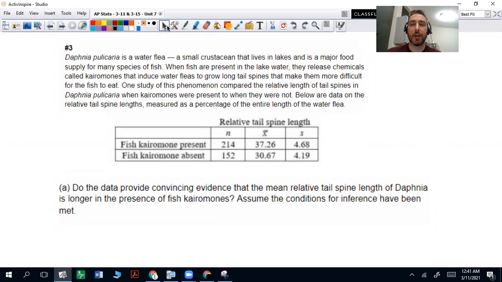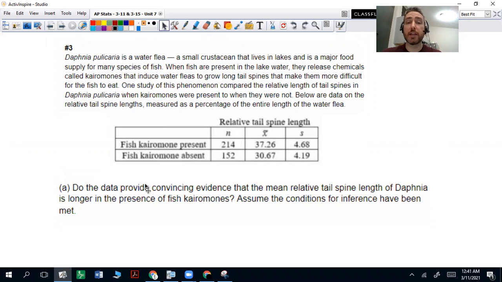One study on this phenomenon compared the relative length of tail spines in Daphnia pulicaria when pheromones were present to when they were not. Below are data on the relative tail spine lengths measured as a percentage of the entire length of the water flea. And here's your data here. Sample size, 214, 152, large enough sample size, we're good. Sample means for the pheromone present versus non-pheromone present, and the standard deviations for each. And notice that there is more for pheromone than not, so there is cause to run a test.